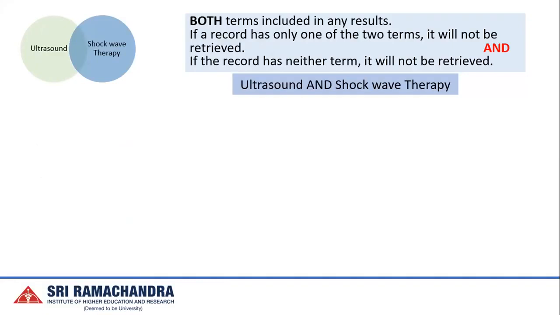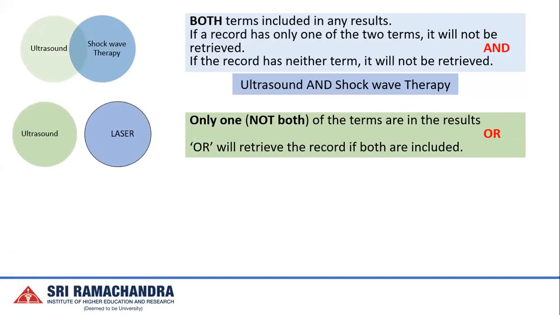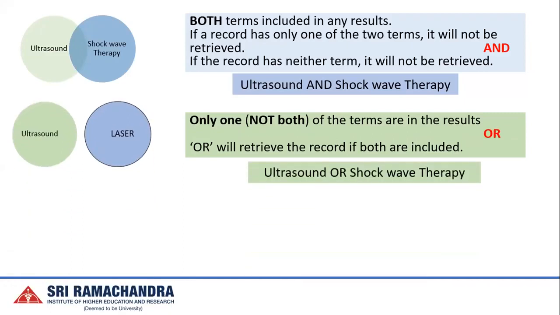They should have compared both ultrasound and shockwave therapy. Then only you will get them. Then you will use ultrasound AND shockwave therapy. When we use OR, it is to widen. It gets both. If the article used any one, you will be able to retrieve it if you are using OR. Either the article studied ultrasound or laser. I hope you understand. With AND you will get only articles that used both ultrasound and shockwave therapy. But here you'll get ultrasound or laser. Either the study used ultrasound or it used laser, you will be able to retrieve it.